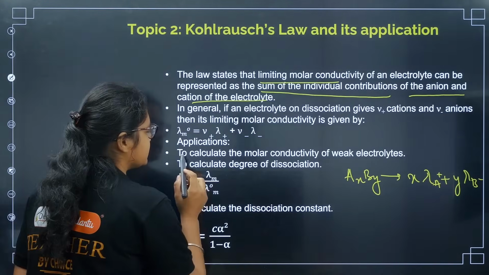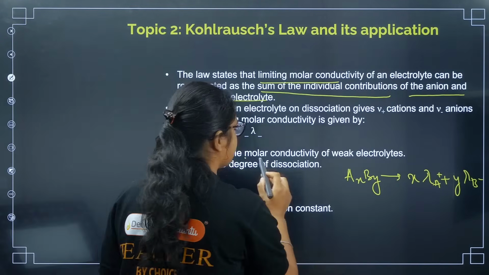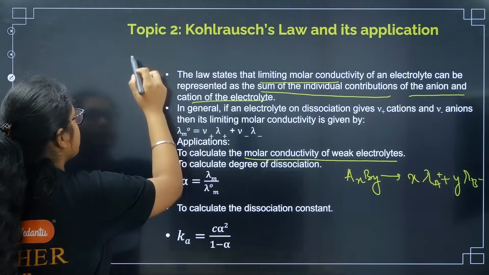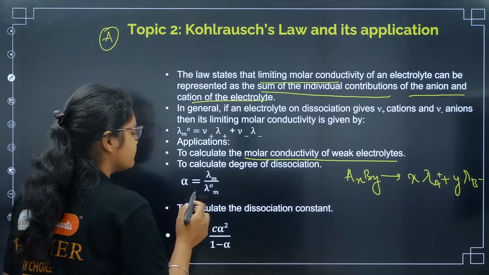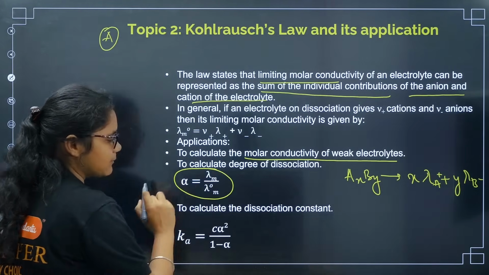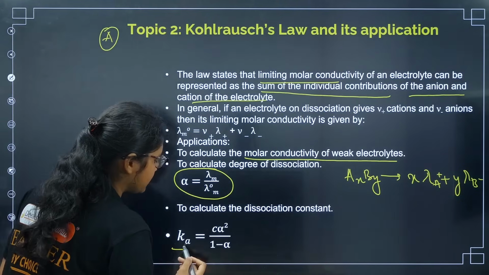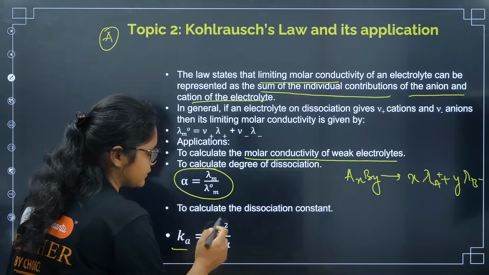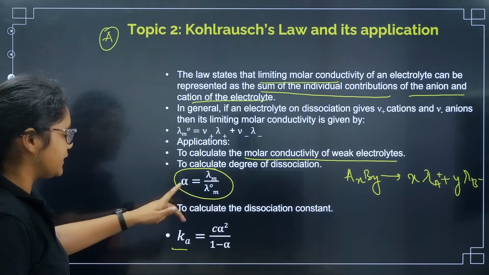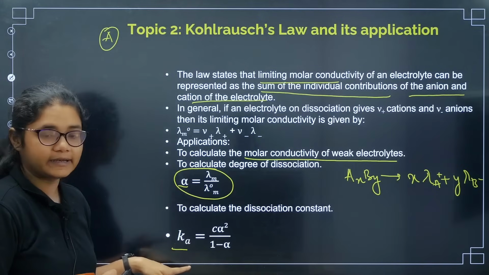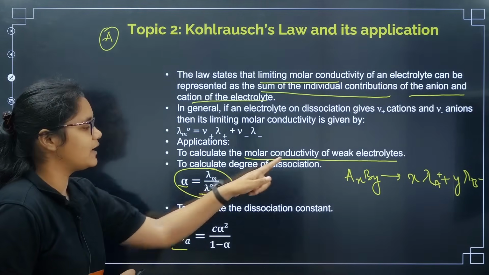Next, what is the application of Kohlrausch's law? It helps us to calculate the molar conductivity of the weak electrolyte. Kohlrausch's law, students, is very, very important; questions are asked repeatedly from it. For the alpha value, you can find it by lambda m divided by lambda naught m, that is molar conductivity by limiting molar conductivity. Then we can also calculate the dissociation constant using C alpha square by 1 minus alpha. So it is interrelated: once we get the alpha value, we can get the Ka value, and for that you need the limiting molar conductivity value, and to calculate that, we need Kohlrausch's law.